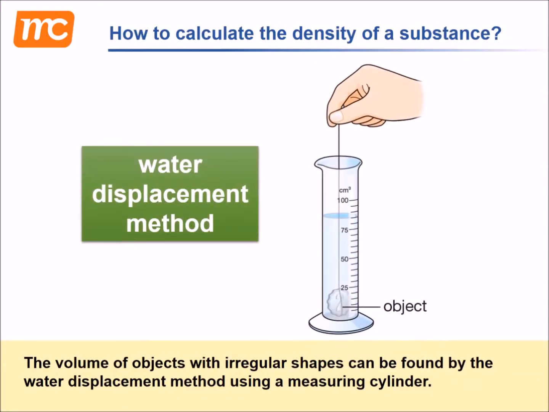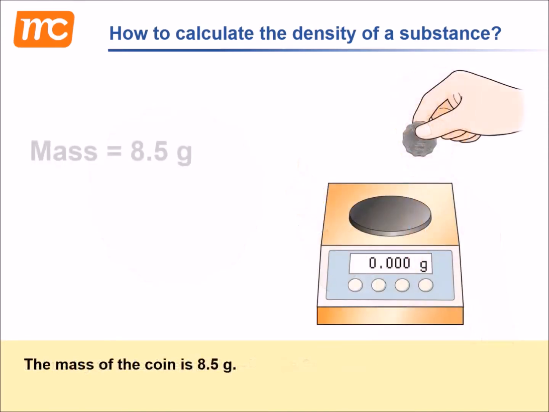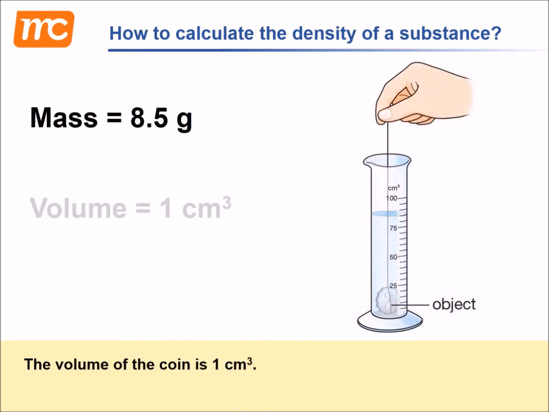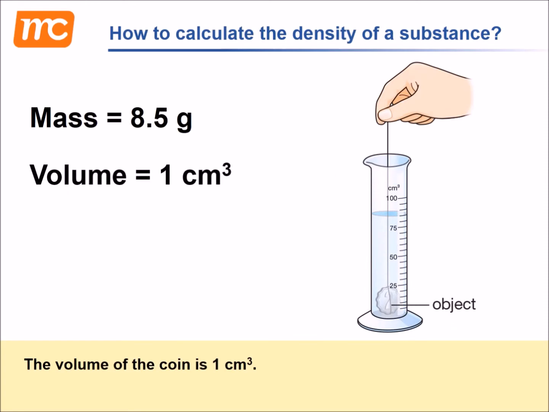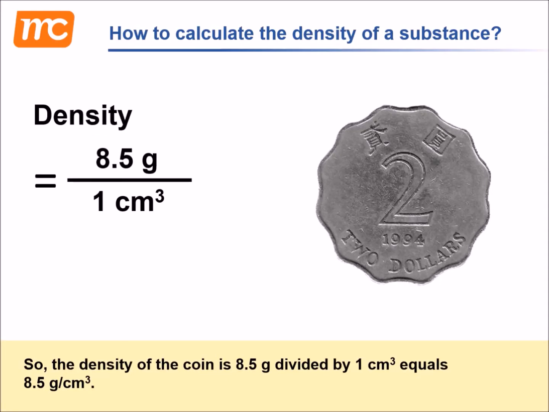The volume of objects with irregular shapes can be found by the water displacement method using a measuring cylinder. Let us try to calculate the density of a $2 coin. The mass of the coin is 8.5 grams. The volume of the coin is 1 cubic centimeter. So, the density of the coin is 8.5 grams divided by 1 cubic centimeter equals 8.5 grams per cubic centimeter.